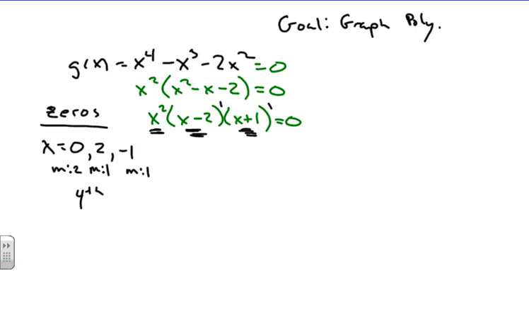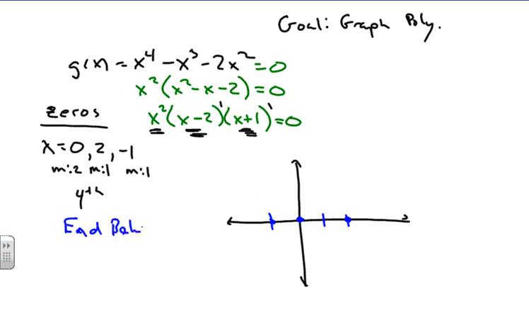Knowing that I have a 4th degree, we then know something about our end behaviors. I'll first graph my zeros though. I got 0 here, I got 1 at 2, I got 1 at -1. Got those zeros there. Now, my end behavior is the next thing I'm going to graph.